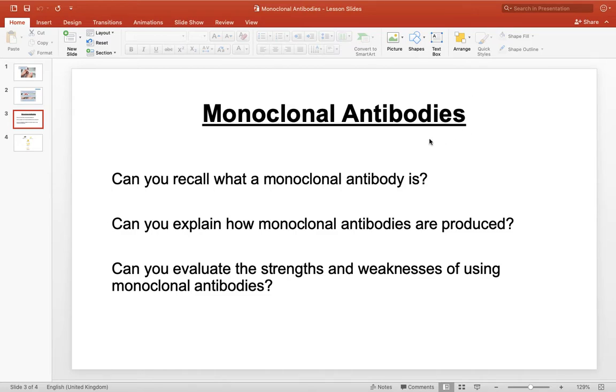So in your books, I would like you to write the title, please, Monoclonal Antibodies, and put the date. I am intending to use an online chalkboard, so I will be using the same colour-coordinated system that I would use in any other lesson. The learning objectives are, by the end of this lesson, you should be able to recall what a monoclonal antibody is, explain how monoclonal antibodies are produced, and tell me some strengths and weaknesses of using monoclonal antibodies.